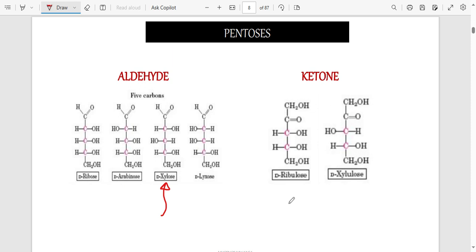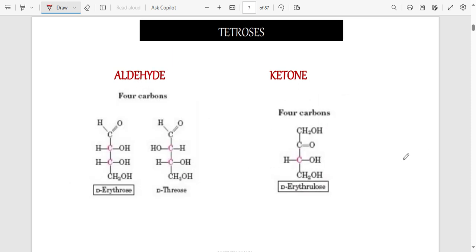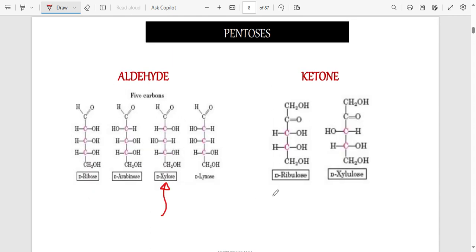On ketones, you have got ribulose, just like from the previous one where we had erythrose and erythrulose. Okay. You also have xylulose. Just like here we have xylose, it was an aldehyde. If you put a U somewhere, xylulose, it becomes a ketone.